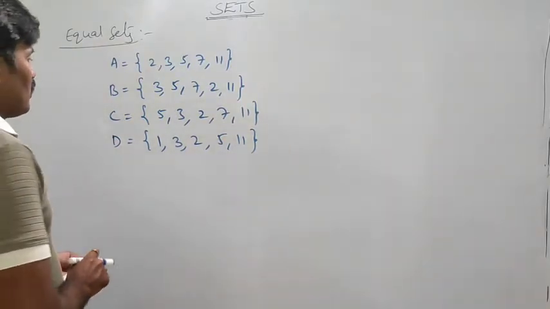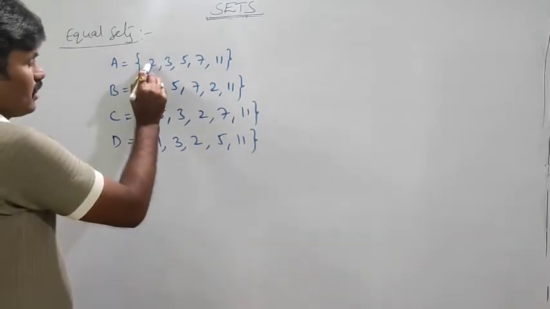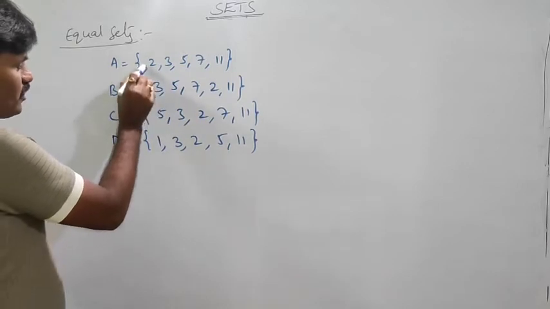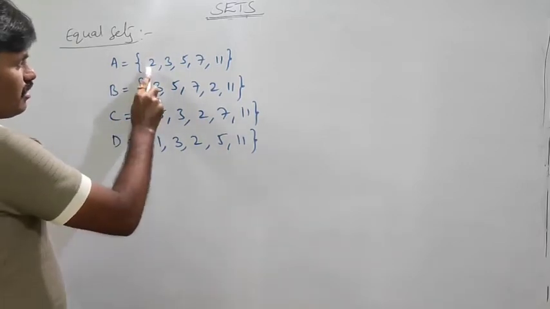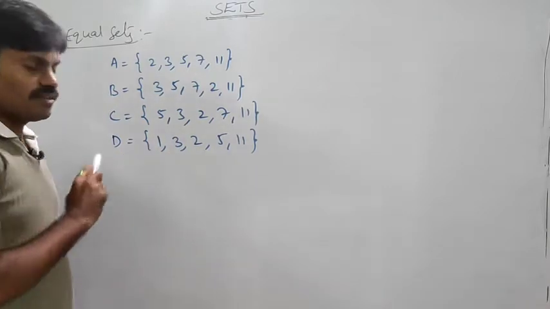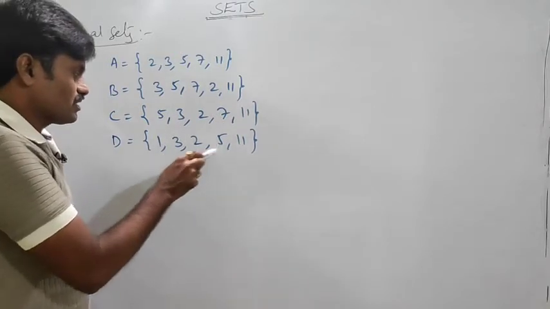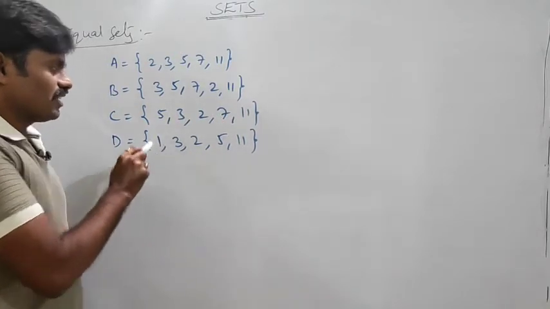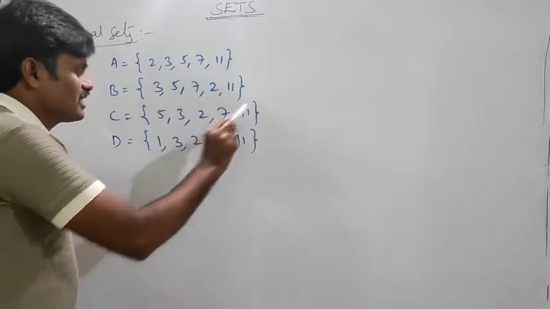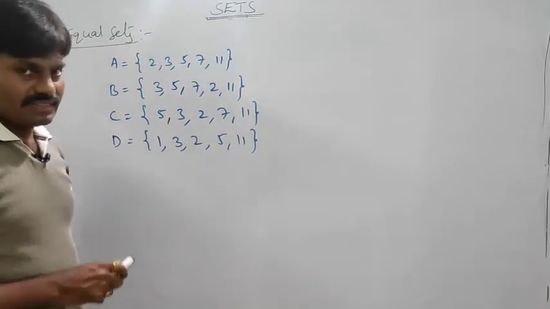Yes. If you observe the first three sets, the number of elements is the same in all the sets, and the elements are also the same. And what about the fourth set? Here also the number of elements is the same, but the element 1 is not in the other sets. So what do you call A, B, C sets in this case? We call these sets equal sets.